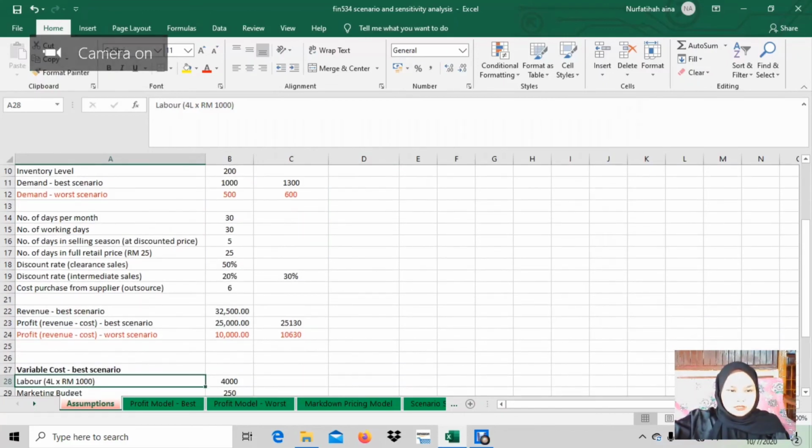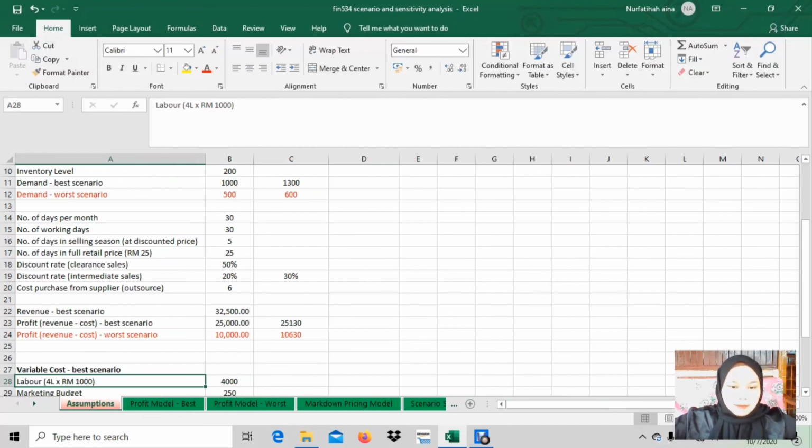Then for the discount rate in the intermediate markdown, I assumed that the discount rate is 20%, but after doing all the calculations in the model, I found that the best discount rate for my customer is 30%. I will get higher revenue if I charge a 30% discount. Like I said, the best decision for my business is to manufacture.